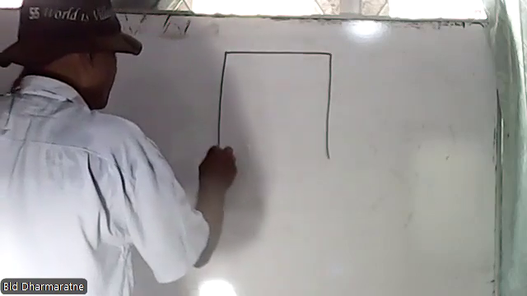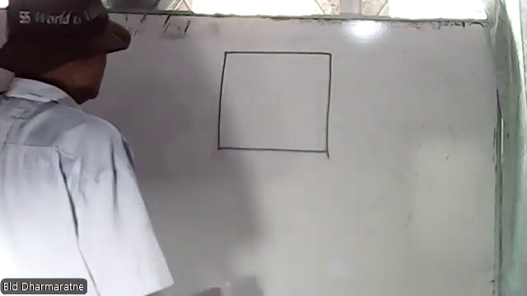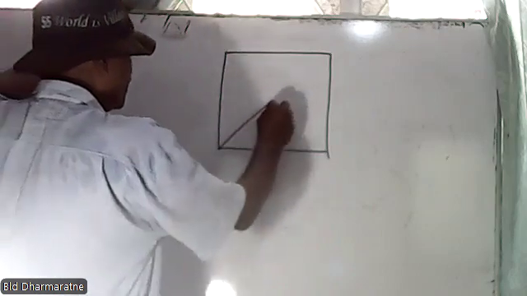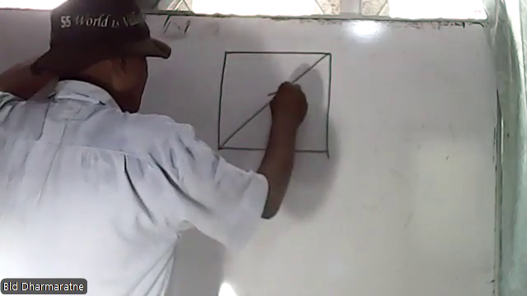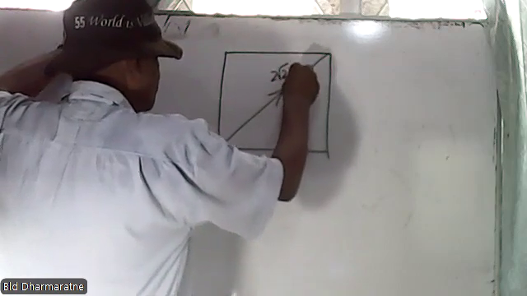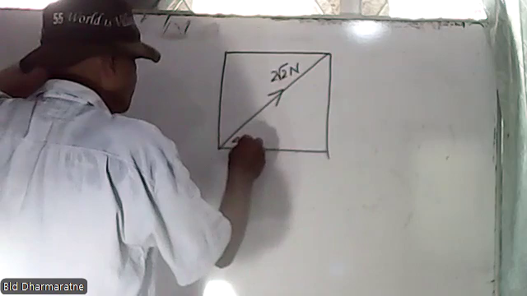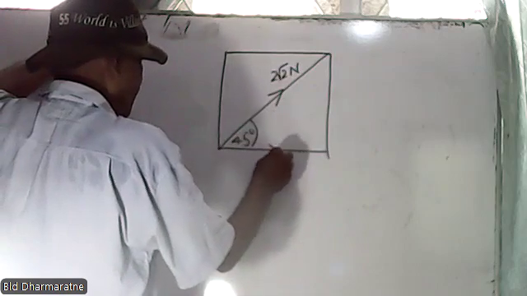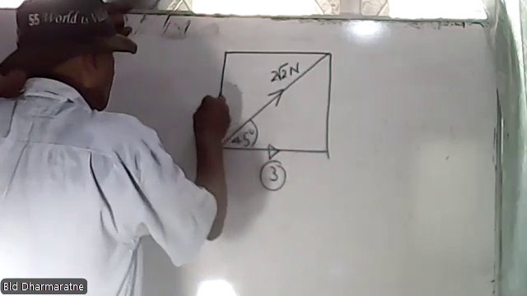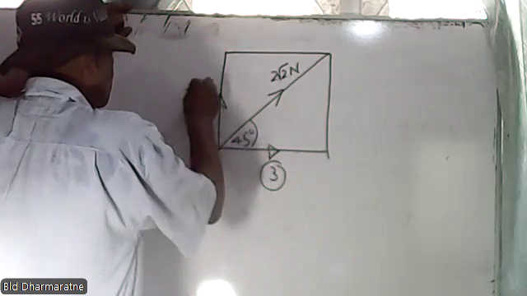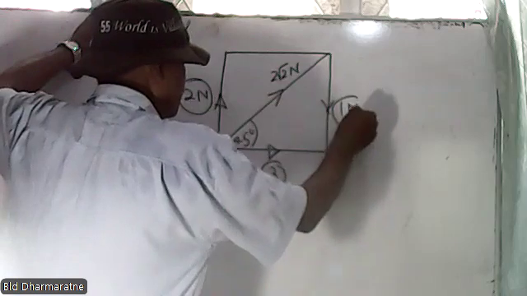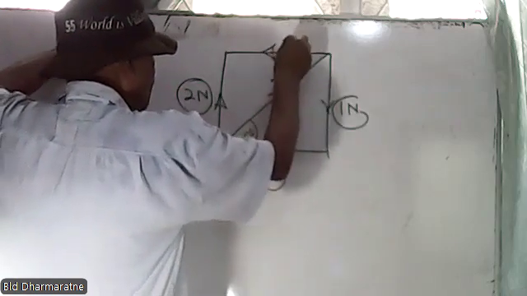This is the square. All sides are equal. This one force has a diagonal of 2 root 2, acting on the diagonal. 2 root 2 Newton. This is 45 degrees. Here 3, here 2 Newton, here 1 Newton, here 1 Newton.